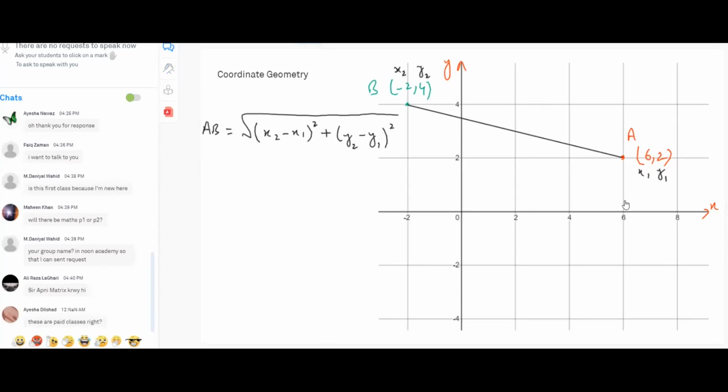Now, how do we calculate this distance here? हम यहाँ पे values input करेंगे सिर्फ x2 की जगह. x2 की जगह हम क्या करते हैं? We input -2 minus x1. x1 कहाँ पर है? This is x1, that is 6. So we say this is 6 a whole square plus y2. What is y2? y2 is this 4 here. 4 minus y1, that is 2. इसको square करते हैं. Okay.